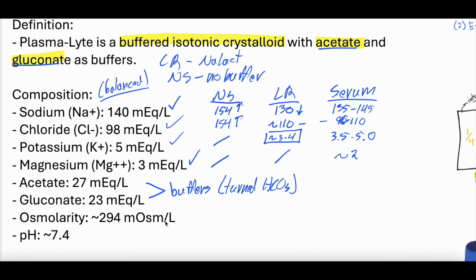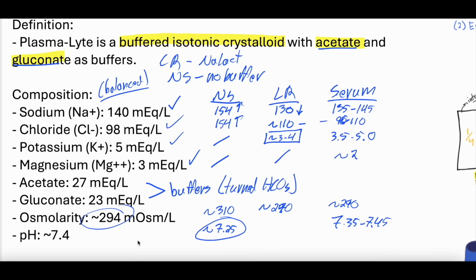The osmolarity is 294. Normal saline's osmolarity, I think, is like 310. LR, I think, is maybe 290-ish. No, it's less than that. I think it's like 270-ish. And then serum is about 290. It's obviously a range, but that's right in that physiologic range. And then the pH is about 7.4, right? We know that normal serum pH is 7.35 to 7.45, so right smack dab in the middle. Normal saline, it varies based on the bag you get, but it's something like 7.25-ish, so acidemic compared to PlasmaLyte.